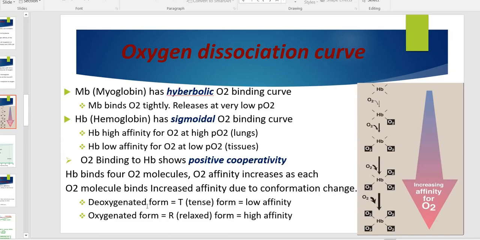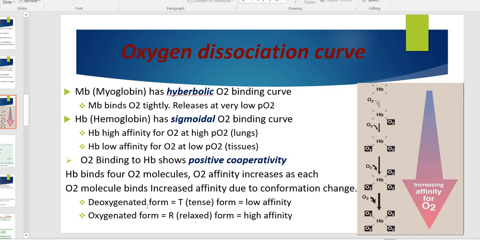Oxygen dissociation curve in myoglobin, its shape is hyperbolic. This means that myoglobin binds to oxygen very tightly and releases it at very low pressure of oxygen in the muscle demand, like what we said. But hemoglobin oxygen dissociation curve is sigmoidal shape. What's the meaning of sigmoidal? It's S-like shape.